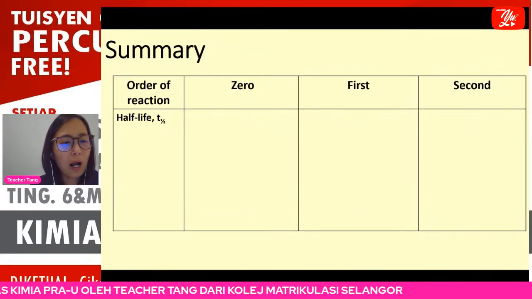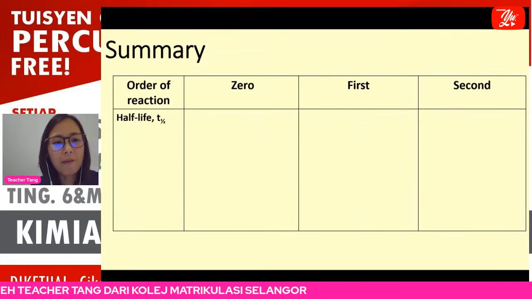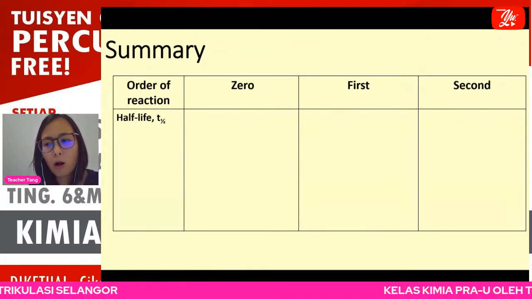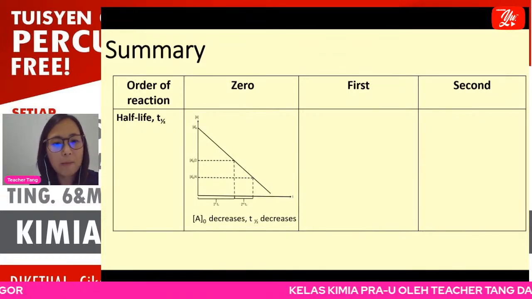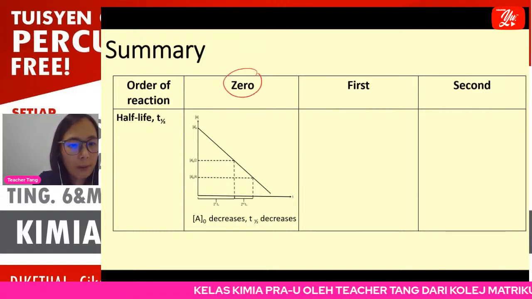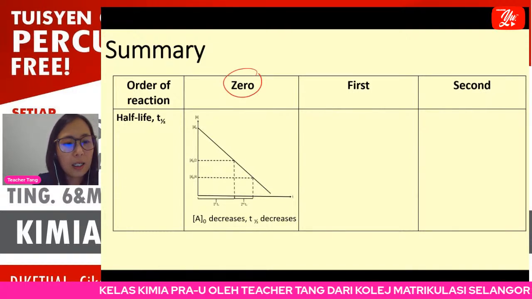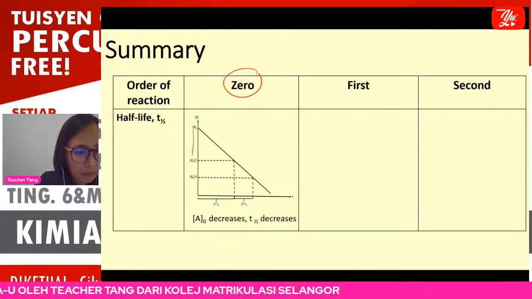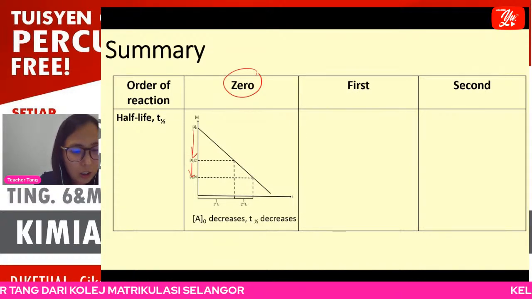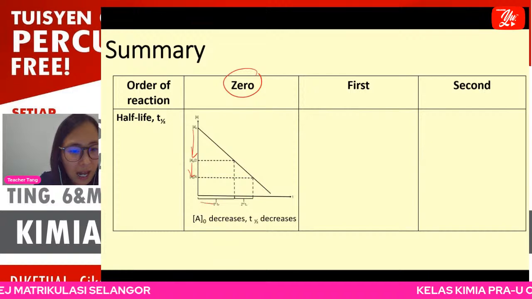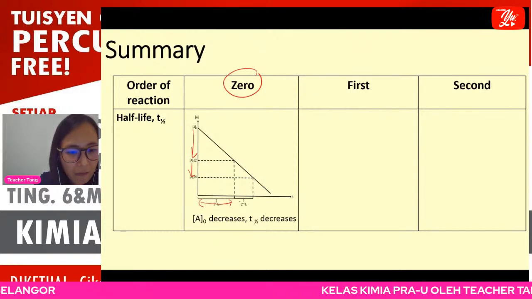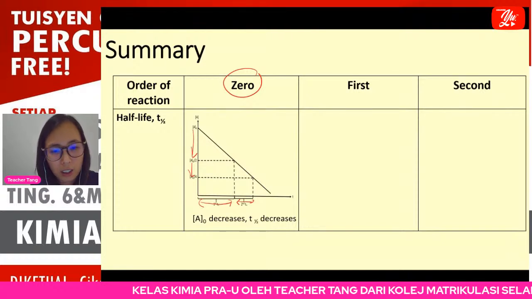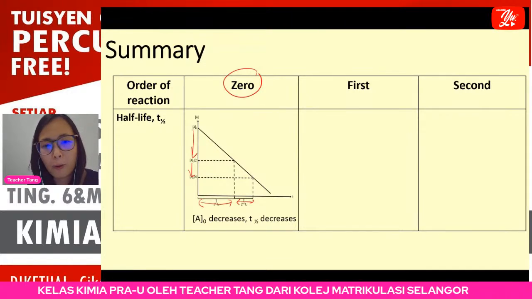For half-life, it doesn't matter whether it is zero, first or second order, we need to plot the concentration versus time graph. For zero order, you must remember that when the initial concentration decreases, the half-life decreases, because the initial concentration and the half-life are directly proportional.